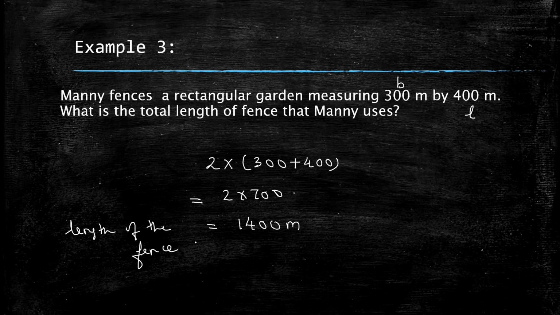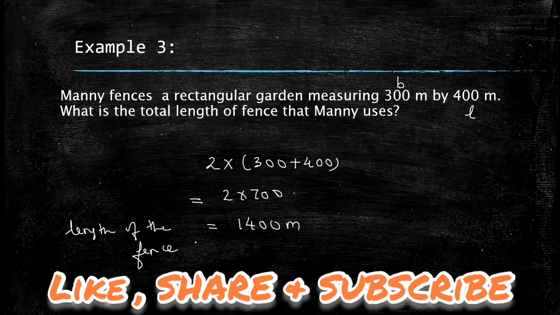So we learned what is perimeter and how to calculate perimeter. We also derived the formula for the perimeter of a rectangle and a square and how we can apply them in word problems and real life examples.